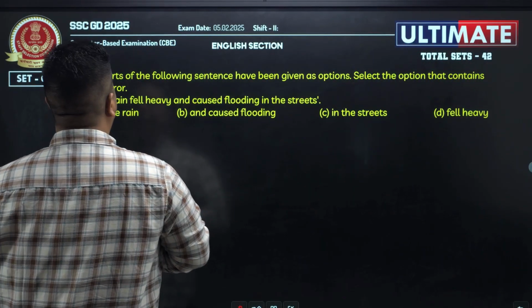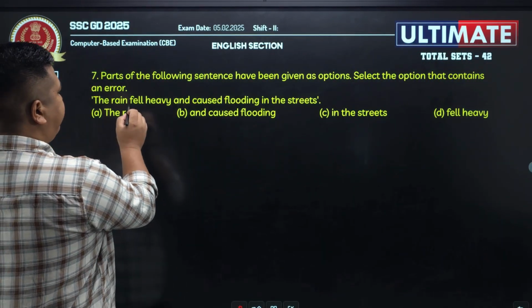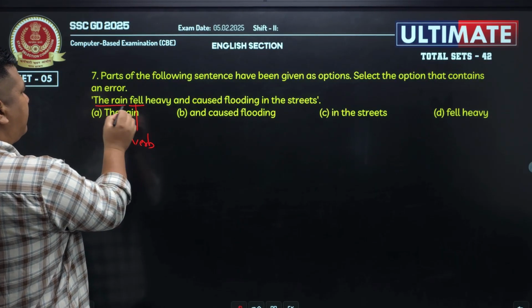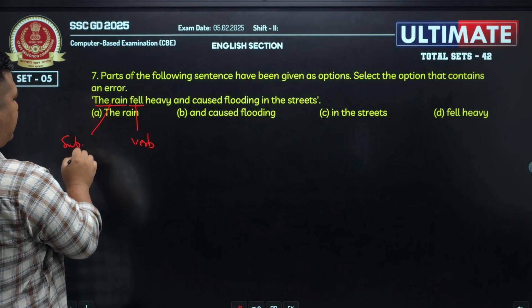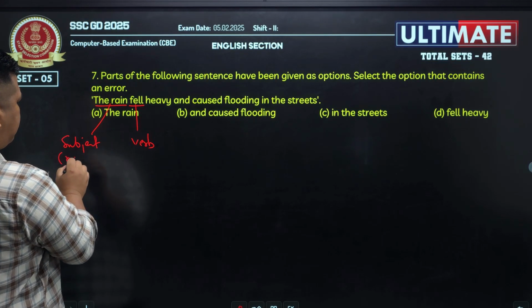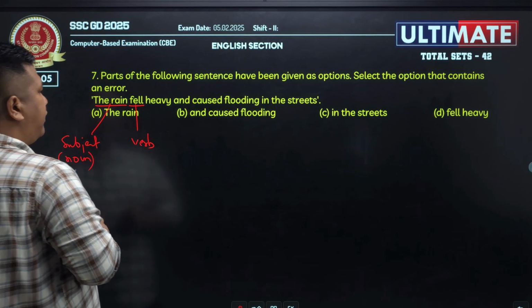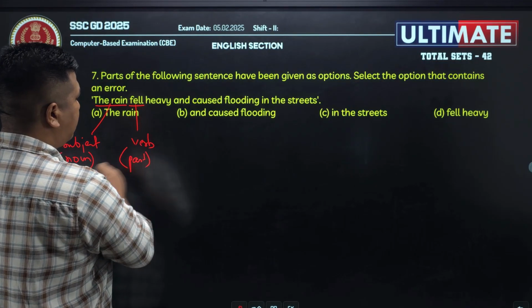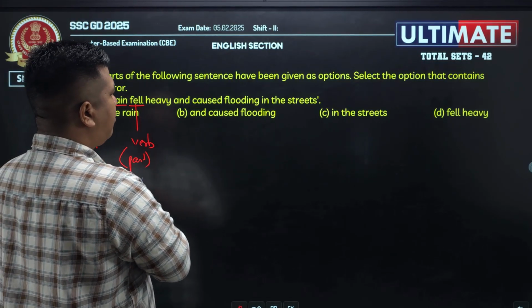So, let's find the verb first. Subject, verb. Fell. So fell is the verb here. What fell? Rain. So rain is the subject, and rain is a noun. Then fell is the verb, which is past tense. The rain fell heavy and caused.